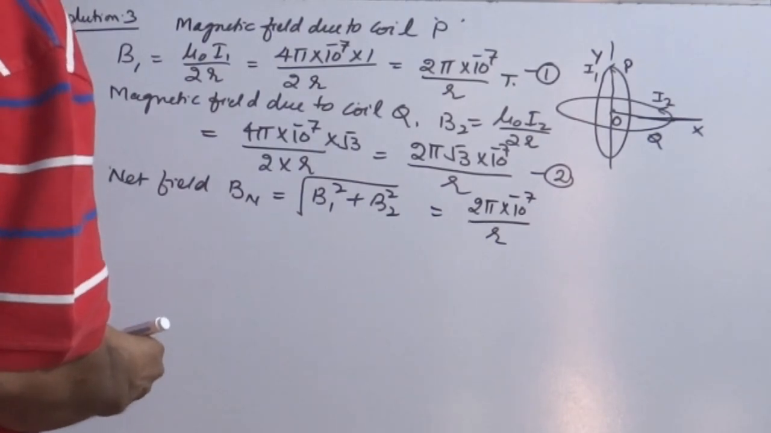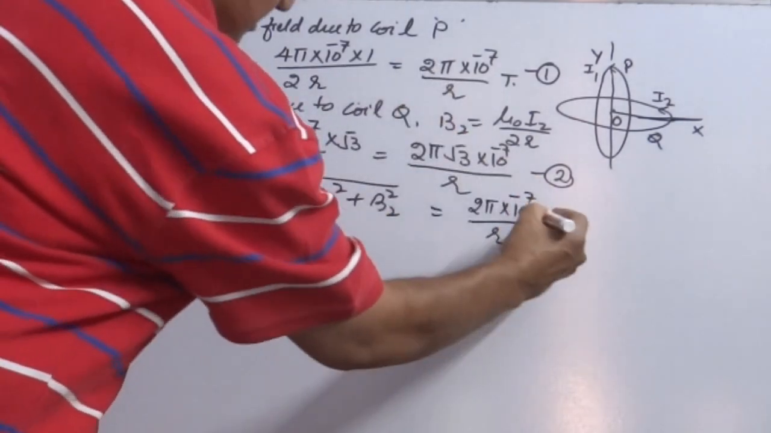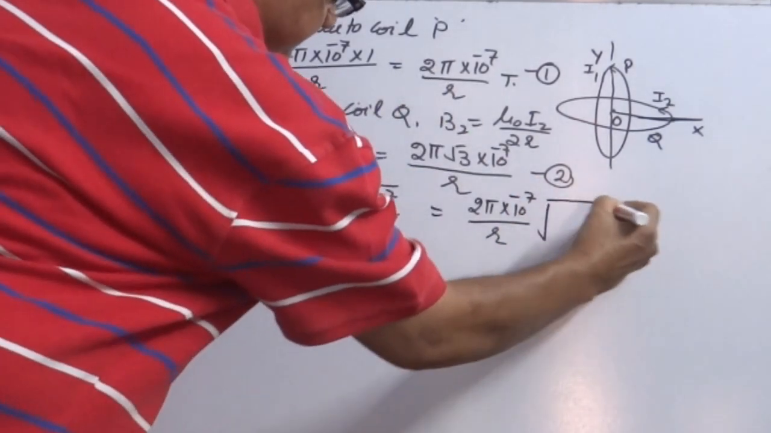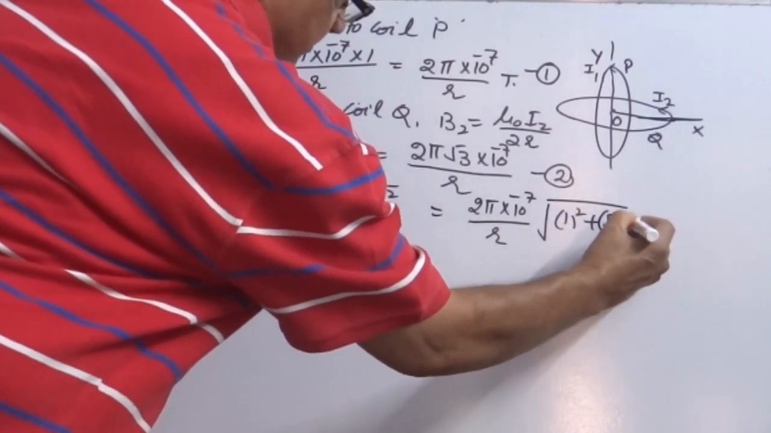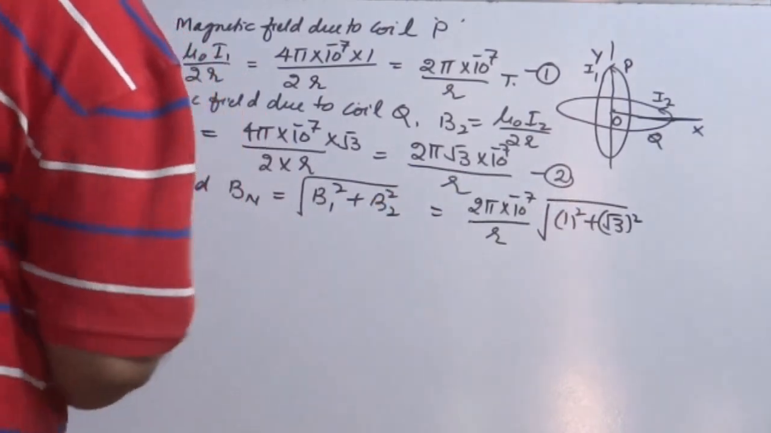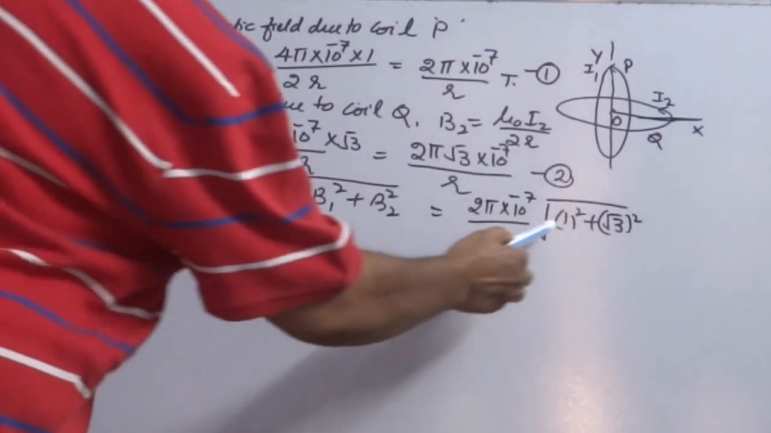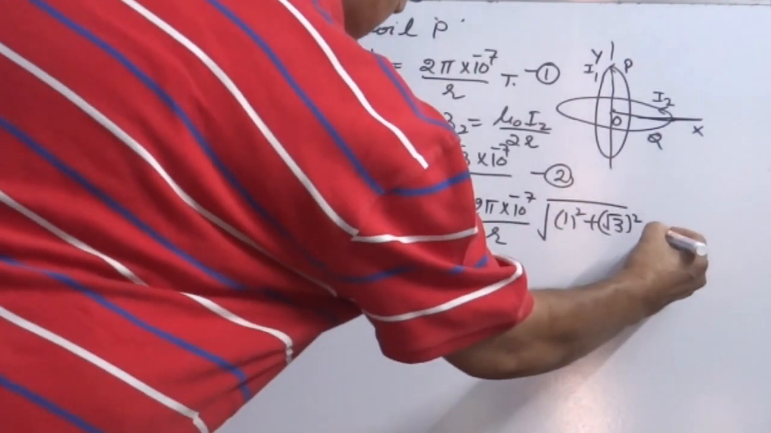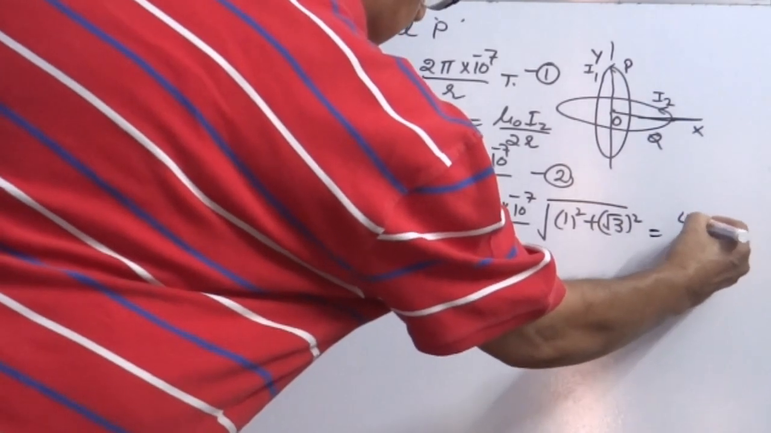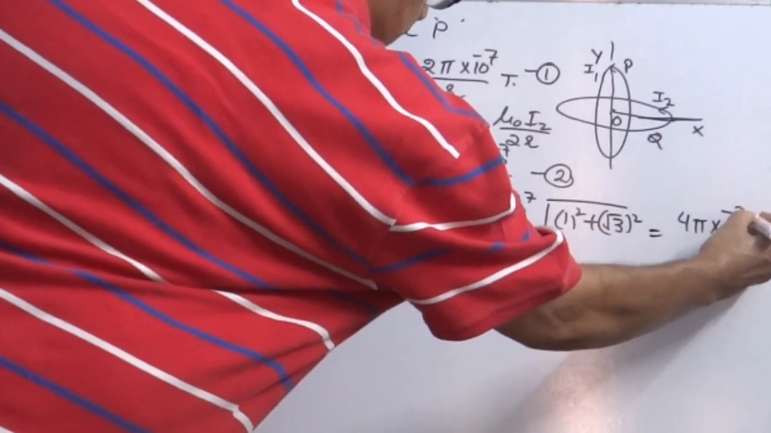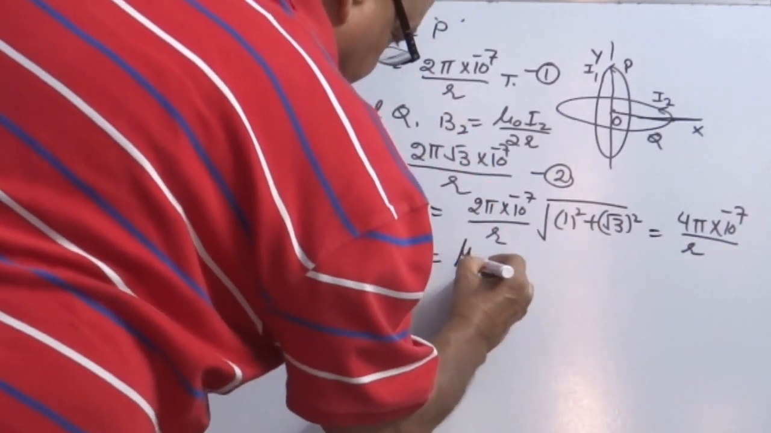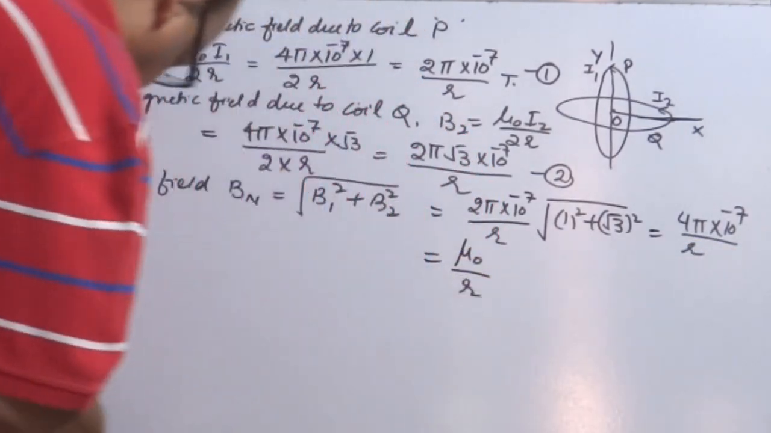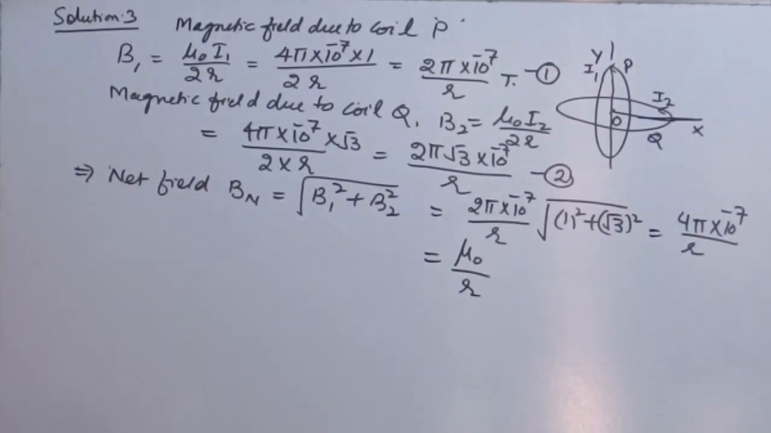What will be going inside? It is 1 square plus root 3 whole square. So root 3 whole square is 3, plus 1, 4 square root is 2. So your answer is 4 pi into 10 raised to the power minus 7 over R. That you can put as mu naught over R undoubtedly, because you are back to the value of mu naught.